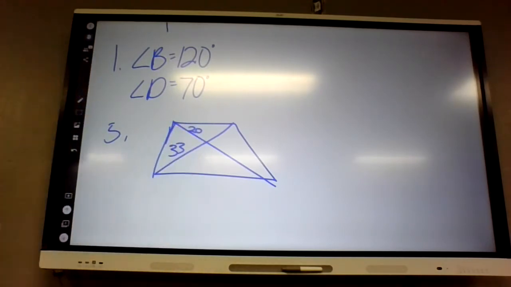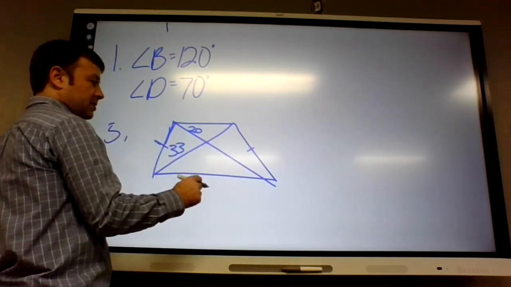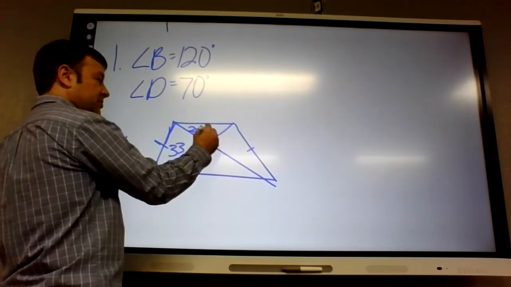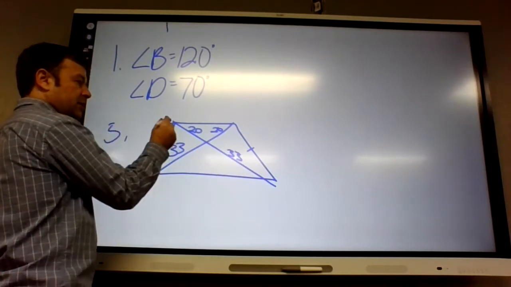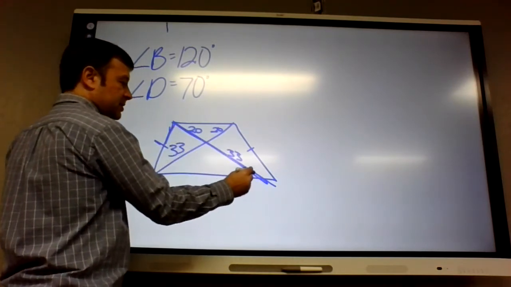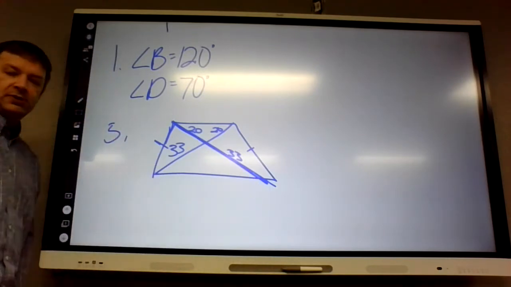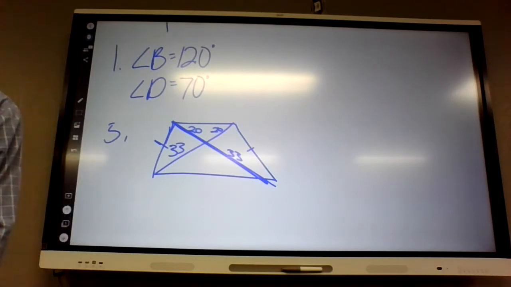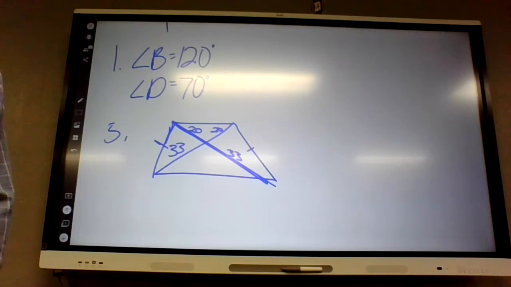So since this is an isosceles trapezoid, both of these diagonals have to be the same. So this has to be a 20 and this has to be a 33. So I think the question is, how long is this diagonal, which would be the same as the other one. This is 20 plus 33, so it is 53.